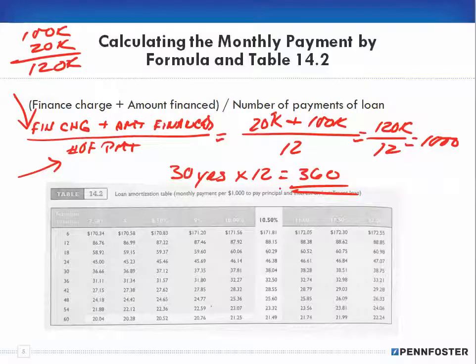So that's how we figure out the monthly payment, using the formula itself, or we can come down and look at the chart. It's the monthly payment per $1,000 to pay principal and interest. So you'll be able to cross-reference on the table itself.